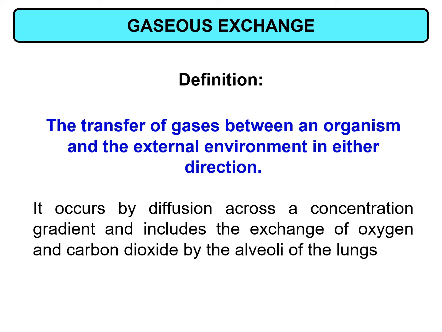to understand, like we have learned before about simple diffusion, that it involves movement of substances from high concentration to low concentration. So it's across the concentration gradient and includes the exchange of oxygen and carbon dioxide by the alveoli of the lungs. So in this topic we are focusing on the exchange of oxygen and carbon dioxide.